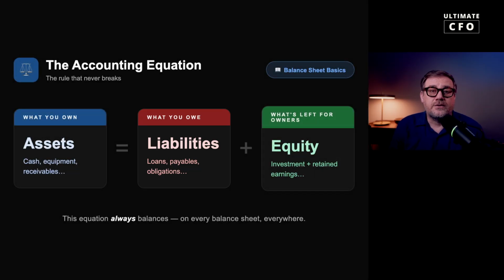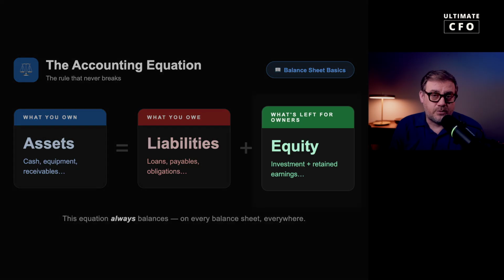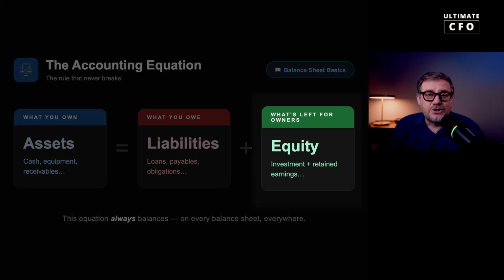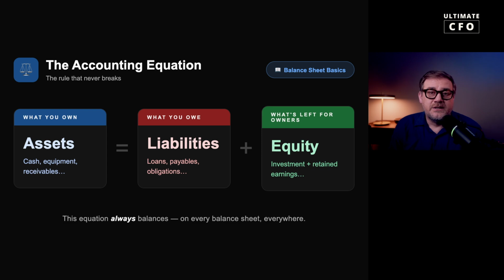And finally, the third category is called equity. This is essentially the difference between the first 2. So imagine if you would have sold every asset of the company and at the same time paid off every liability. Equity is basically what would be left over for the shareholders. This is also called the net worth of a company.